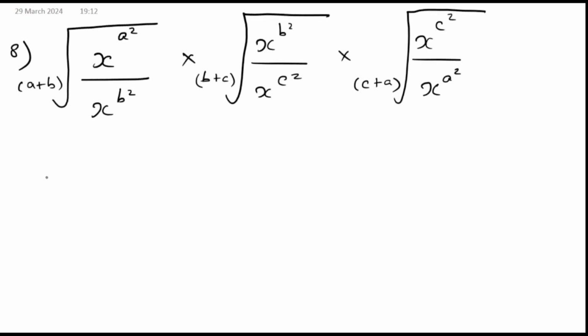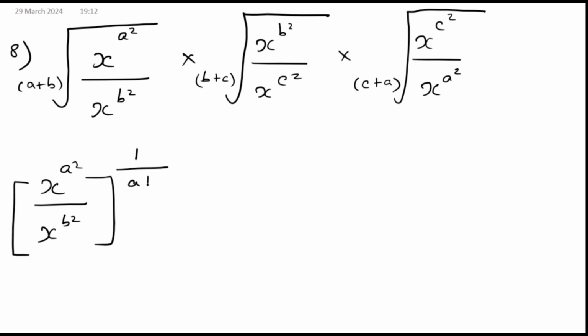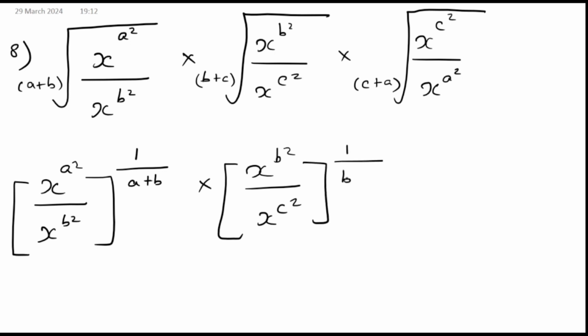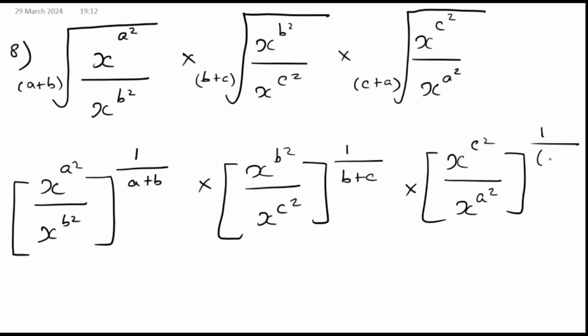This can be written as x to the power a square divided by x to the power b square, the whole to the power 1 divided by a plus b, into x to the power b square divided by x to the power c square, the whole to the power 1 divided by b plus c, into x to the power c square divided by x to the power a square, the whole to the power 1 divided by c plus a.